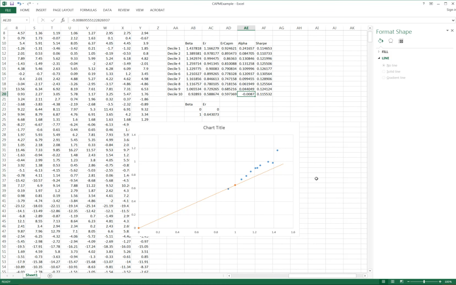There you go. I hope this helps you understand how to use the CAPM and Sharpe ratios to evaluate which portfolio to invest in.